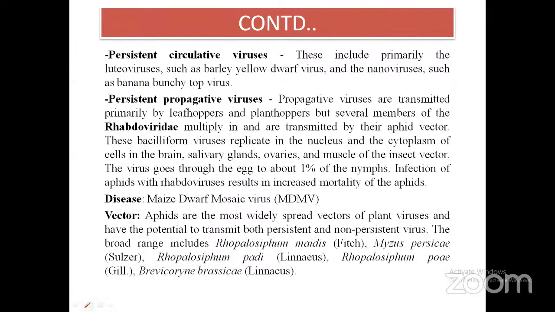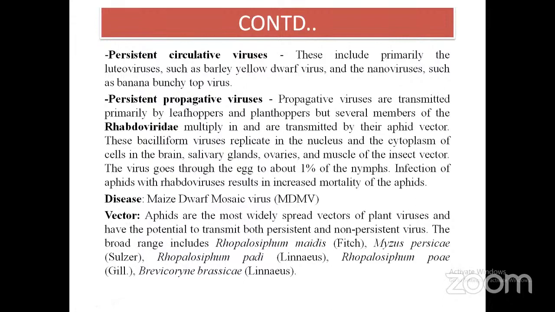In continuation, persistent can be further divided into two: persistent circulative viruses and persistent propagative viruses. Persistent circulative viruses include primarily the luteoviruses such as barley yellow dwarf virus, and the nanoviruses such as banana bunchy top virus. Its vector we have already studied most of the time. It is Pentalonia nigronervosa.